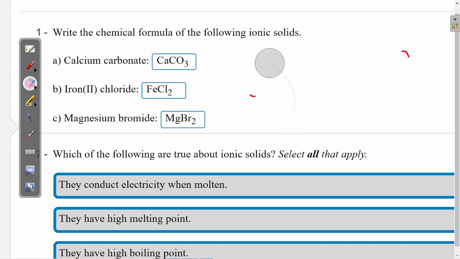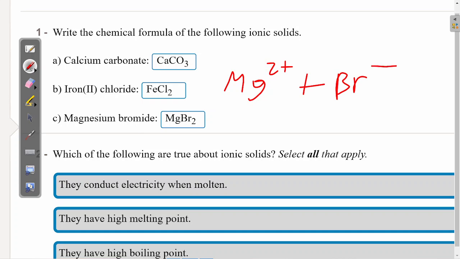Okay. Then magnesium bromide. Magnesium is group 2, Mg2 plus, Br is group 7, so it's minus. So then you crisscross, so MgBr2.